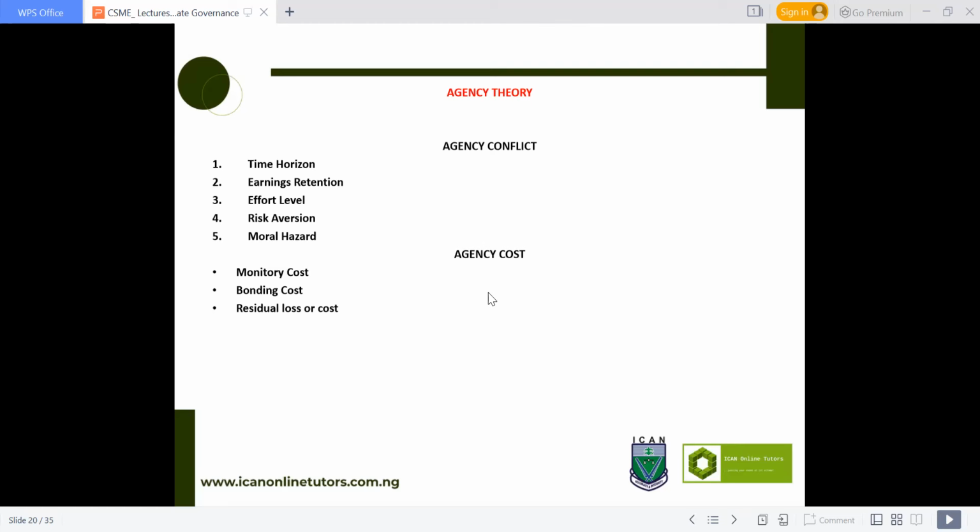And we also have another one called bonding cost. Bonding costs are costs of arrangements that help to align the interests of the shareholders and the director together. For example, we can organize a seminar for them. The shareholder should be there, the director should also be there. Invite someone to talk to them about how they can behave very well. Those are what we call bonding costs. Bonding cost is a cost of arrangement just to align the interests of the two parties together.